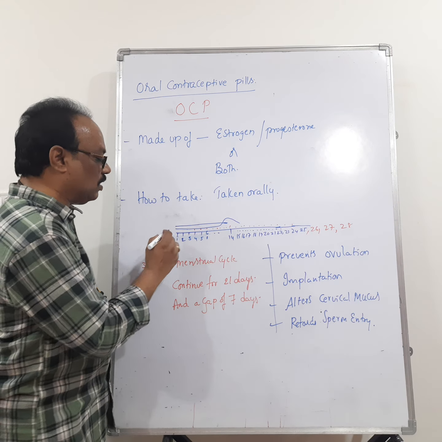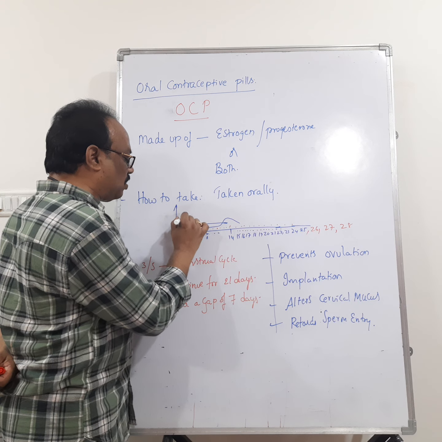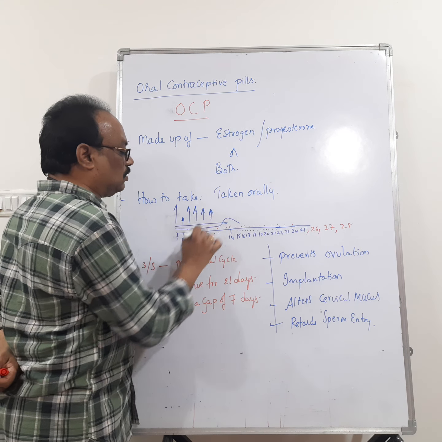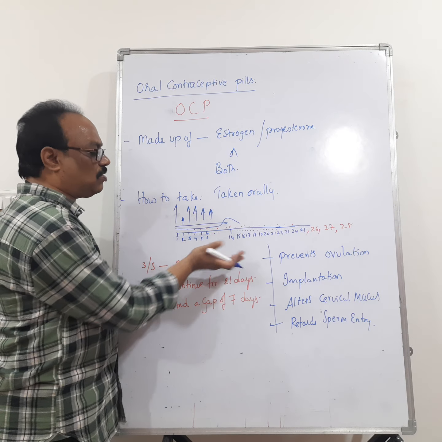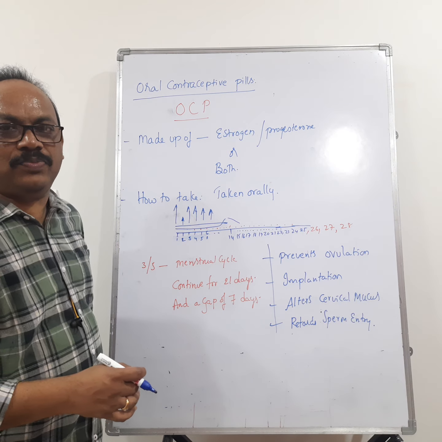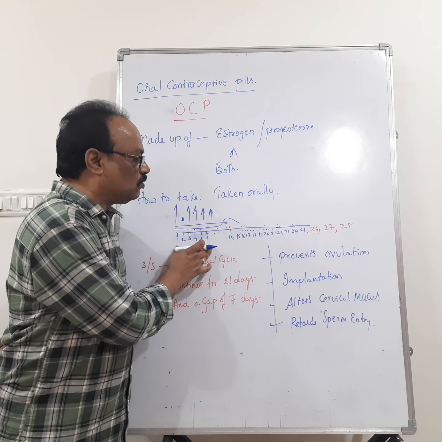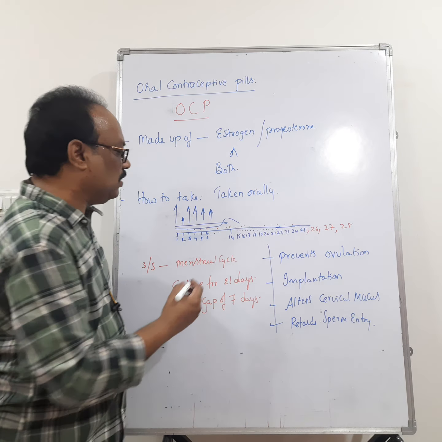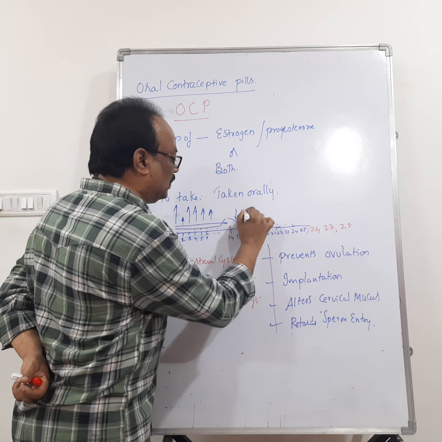But what are we doing here? We are giving high doses of progesterone here. In the oral contraceptive pills, there are high doses of progesterone, right? So high doses of progesterone prevent ovulation. When the high doses of progesterone prevent ovulation, then there is no chance of a menstrual cycle. But here the levels of progesterone decrease.